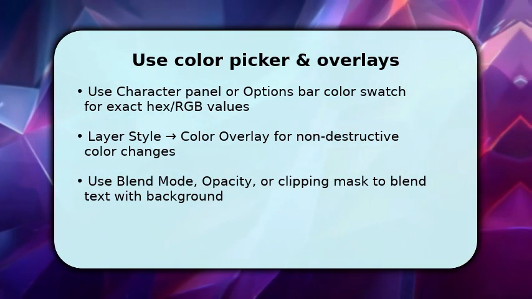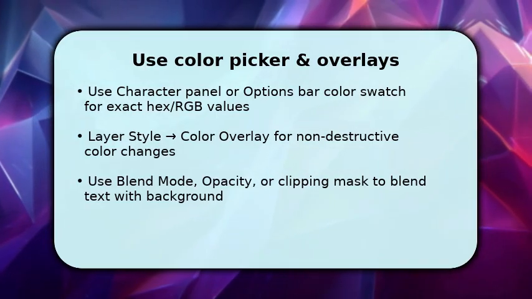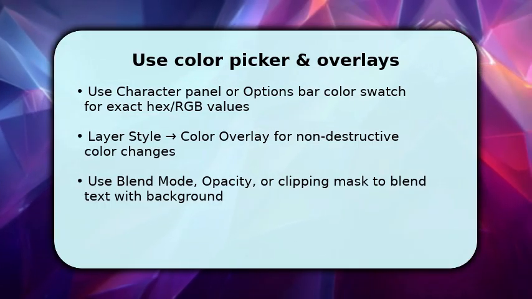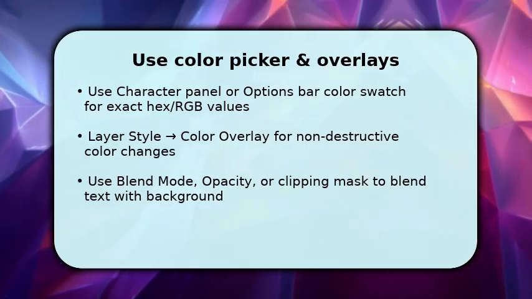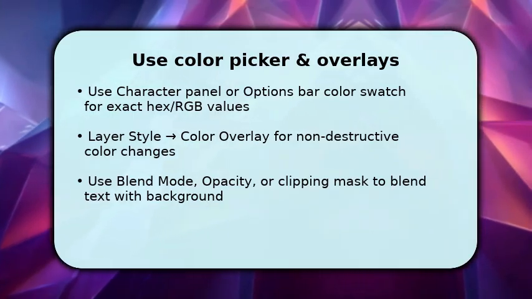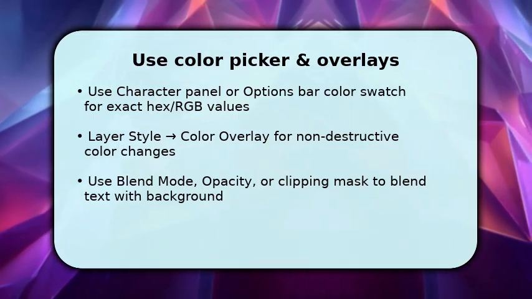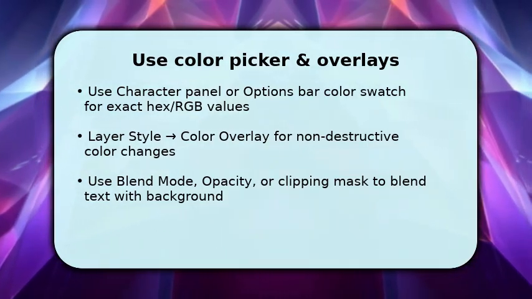This ensures consistent branding. If you need non-destructive editing, open Layer Style and enable Color Overlay. Set blend mode and opacity to control interaction with textures. For complex layouts, create a clipping mask or duplicate the text and apply different overlays to each copy, which gives you highlights or shadows without altering the original type layer. Make adjustments until the visual balance is right.